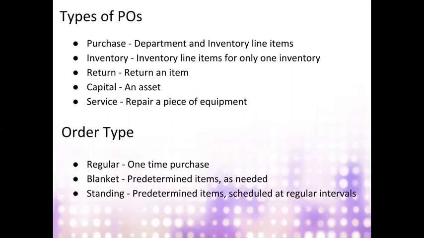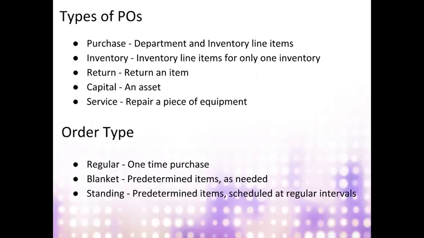In the event that I have to return an item to the vendor, either as an exchange or for credit, I would enter a return type PO. A capital PO would be entered to purchase capital asset items that will depreciate. And a service PO would be used to purchase services, for example, landscaping.